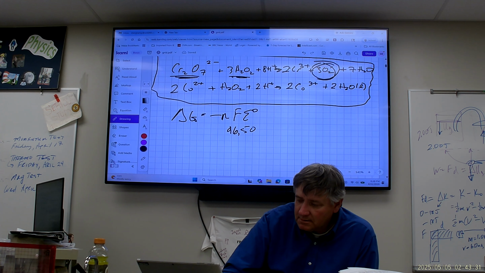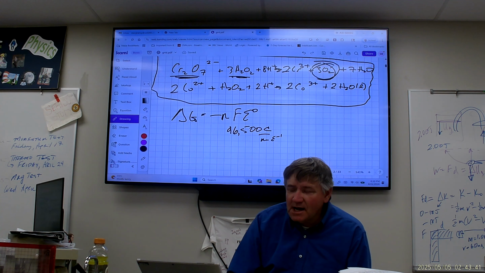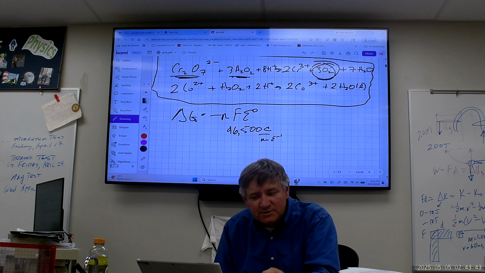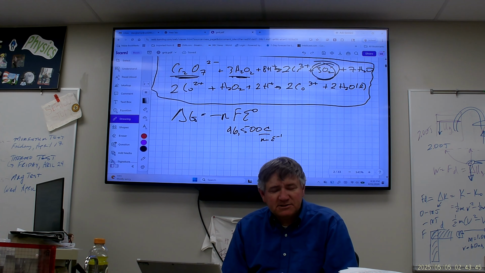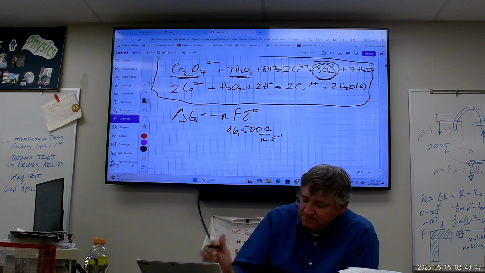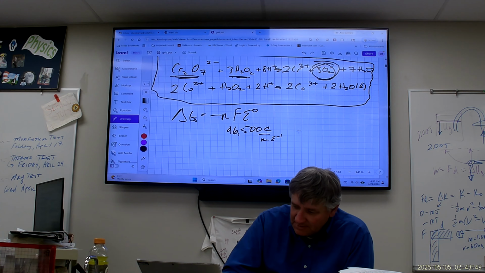It's moles per coulomb, coulombs per mole of electrons. Now, E naught is in joules, but what's another way to do joules? Joules per second. No, that's amps. Volts. Volts are joules per coulomb. Very good.